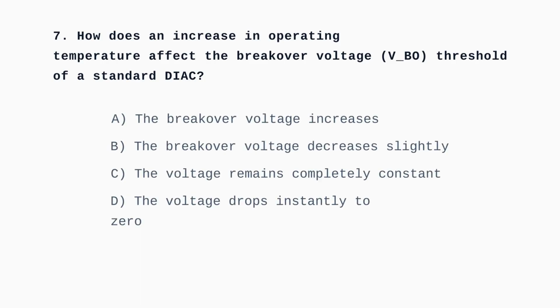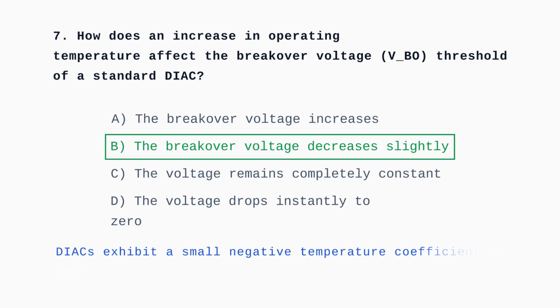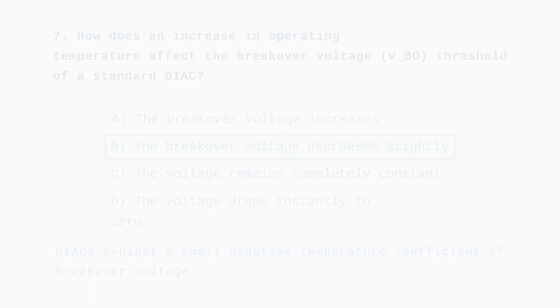Question 7. How does an increase in operating temperature affect the breakover voltage threshold of a standard DIAC? DIACs have a negative temperature coefficient. As temperature increases, carrier generation rises, causing the device to reach breakover at a slightly lower voltage.